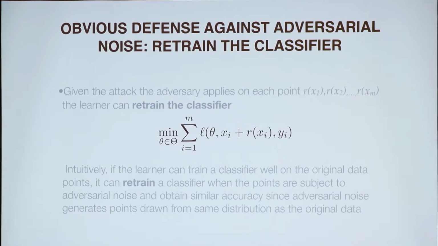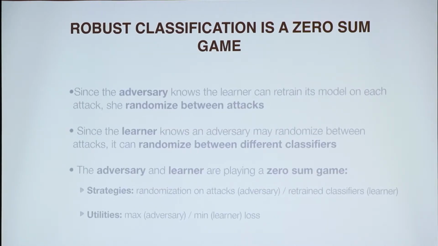Now, given this mindset, that the learner knows how to defend against a particular strategy of the adversary, this brings up a zero-sum game. It's a zero-sum game in the following way. Since the adversary knows that the learner can retrain the classifier, the adversary can randomize over different attacks. You can think of an adversary that also goes to NIPS or ICML, and maybe even ICLR, and reads all these different papers about these different attacks, and then randomizes between all these different types of attacks.